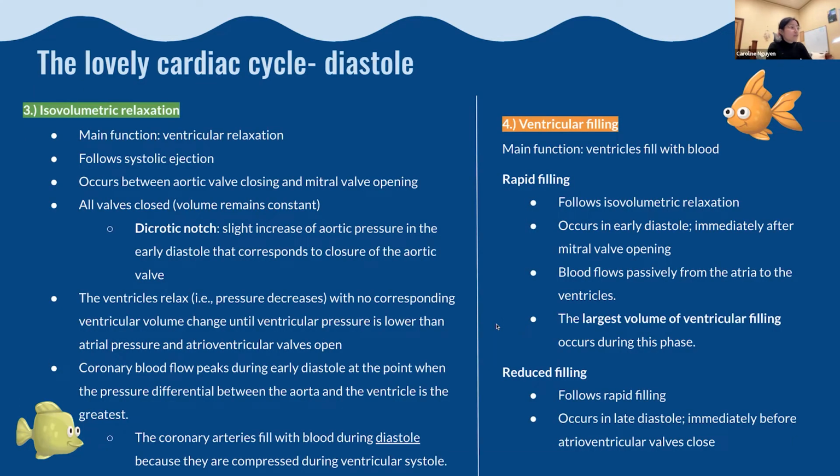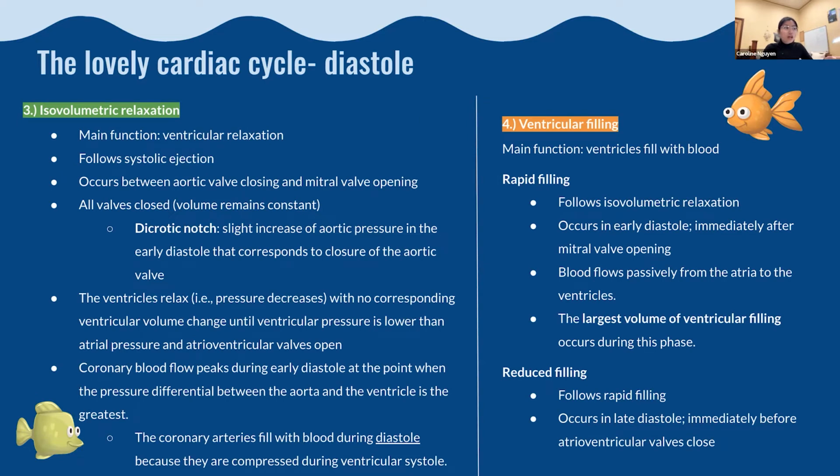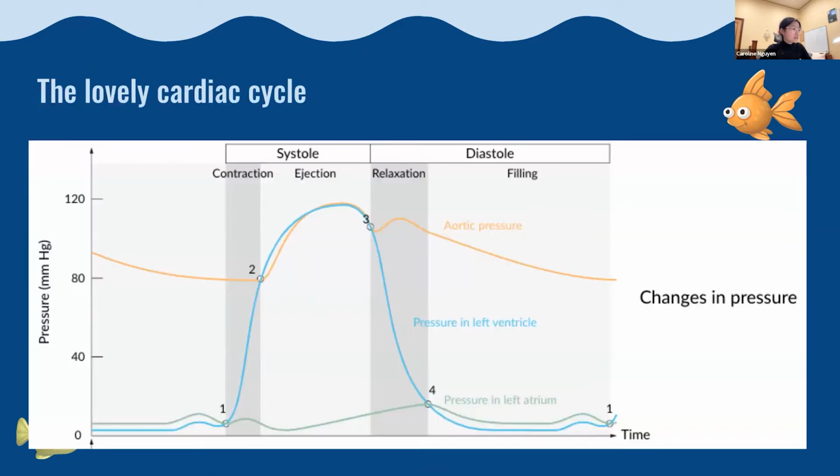Third, isovolumetric relaxation. After the blood has left the left ventricle, it's going to relax. This occurs between the aortic valve closing and the mitral valve opening. So at this point, all the valves are closed as well. If you notice, isovolumetric contraction and isovolumetric relaxation is when all 4 valves are closed. It's also where we can see a dicrotic notch. We talked about this last week, if you can remember, right here.